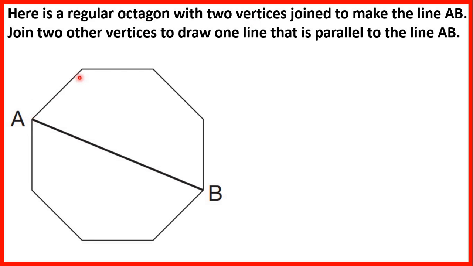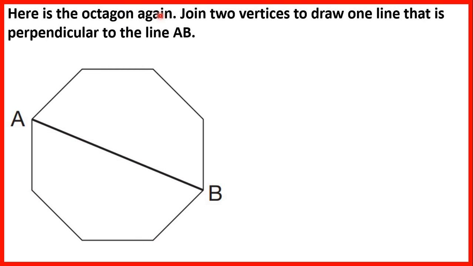Vertices are the corners or the pointy bits of the shape, and parallel lines are like train tracks in that they would go on forever if we extended them without them ever crossing. So if we take the line AB, we can see that we could have this vertex joined to this vertex here, so our lines are parallel, or the other possible solution is to have this vertex here joined to this vertex here.